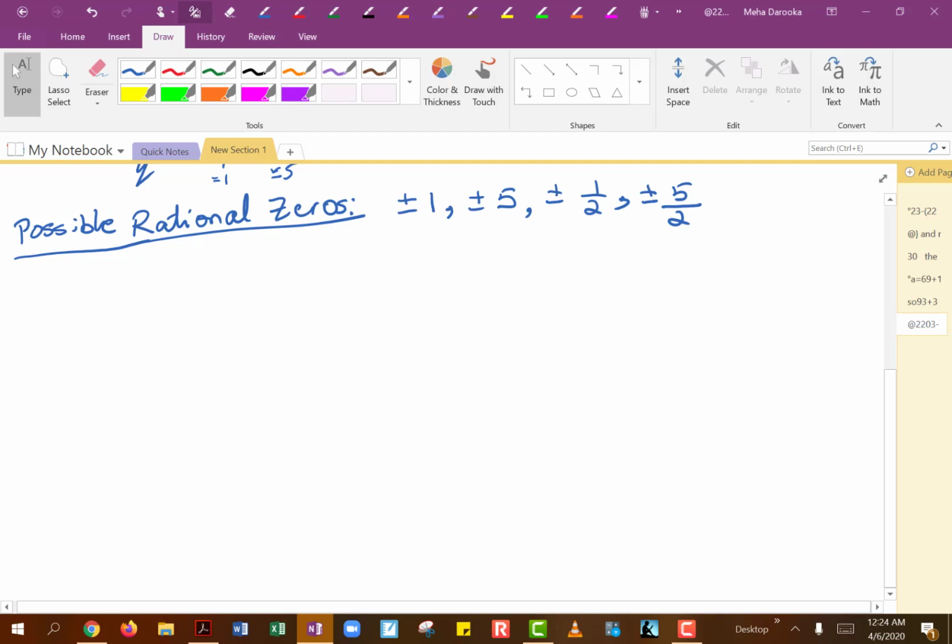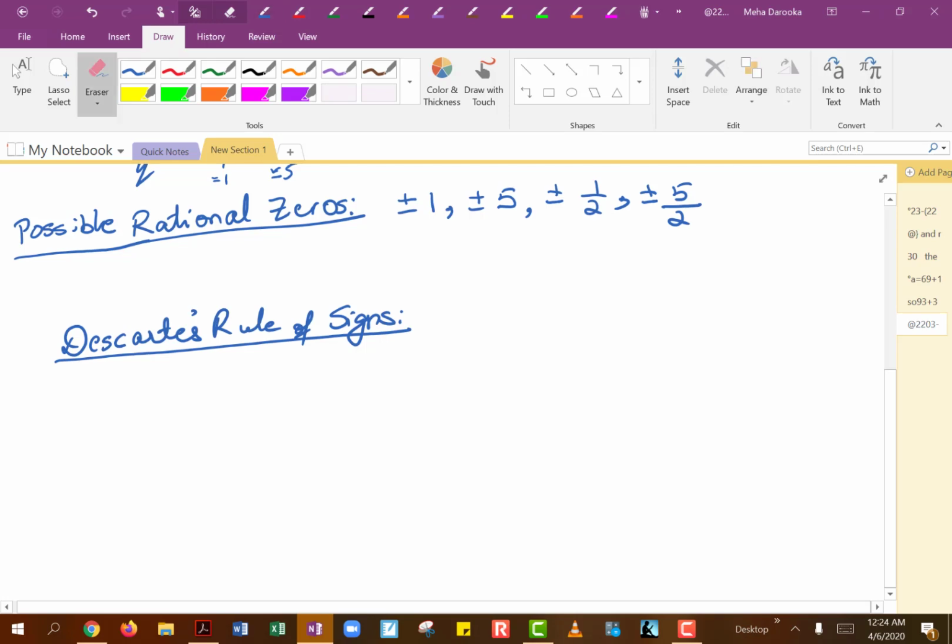Now, let's talk about Descartes' rule of signs. I don't know if you recognize this name of Descartes or not, but this is the same mathematician who gave us the Cartesian coordinate system, or our rectangular x and y plane that we use for graphing. So it's actually the same mathematician who came up with this.